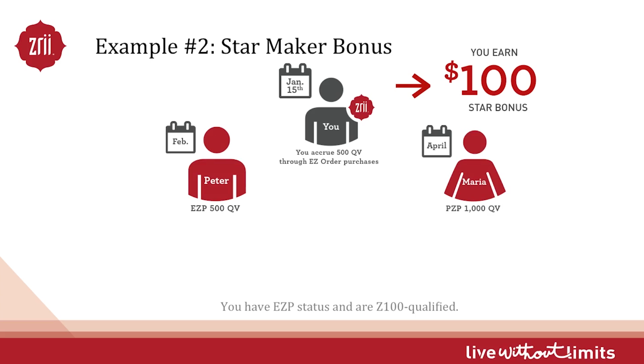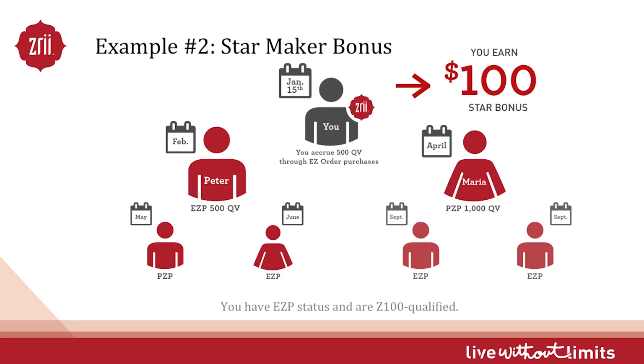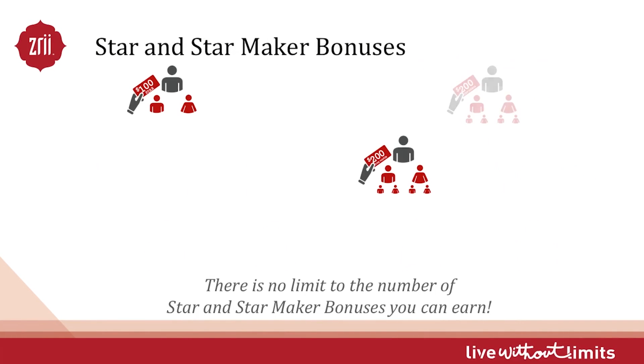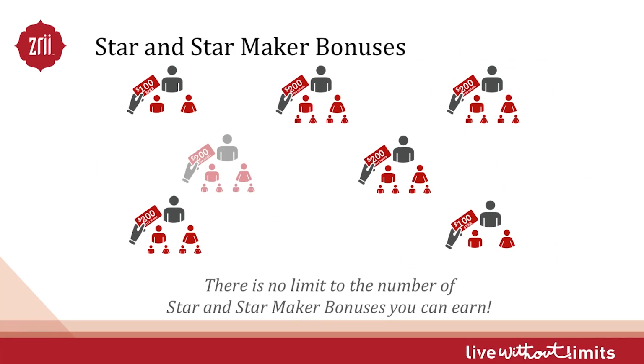You earn the $100 star bonus, and then Peter personally enrolls a new IE in May with a PZP, and another one in June with an EZP. Maria personally enrolls 2 people at the EZP level in September, and Peter and Maria are now both stars, and you have become a star maker, earning a $200 star maker bonus. There is no limit to the number of star or star maker bonuses you can earn. So you could become a star or a star maker 10, 20, 30, or even 100 times or more.